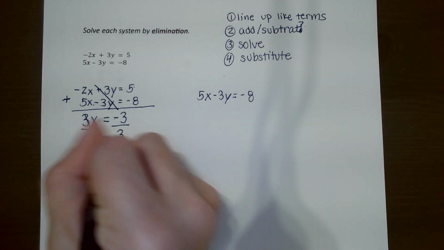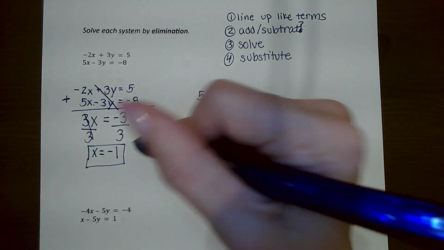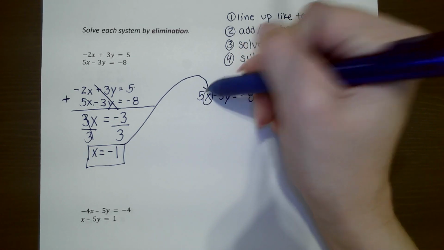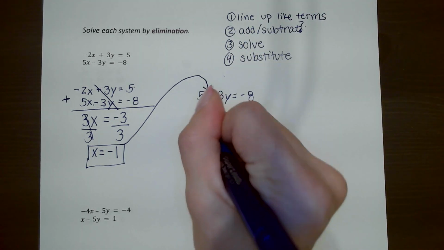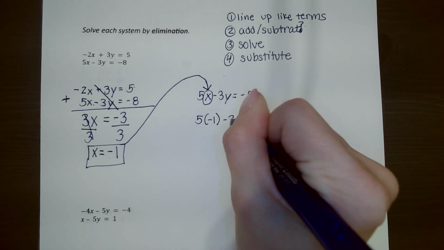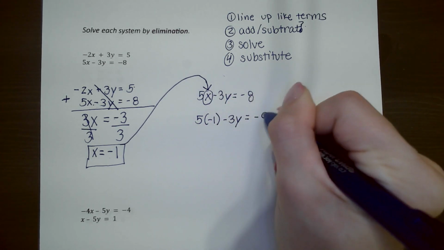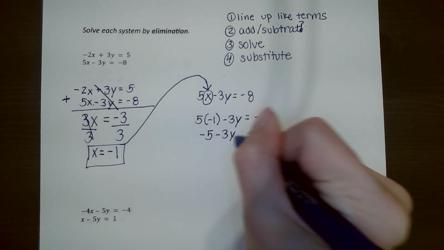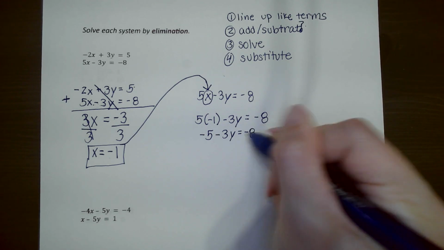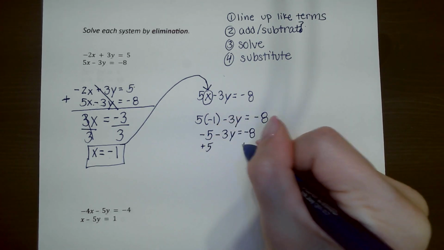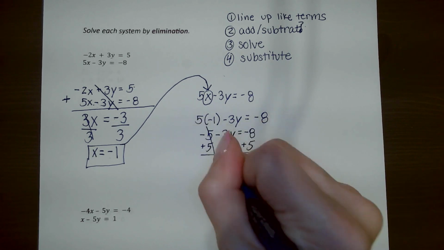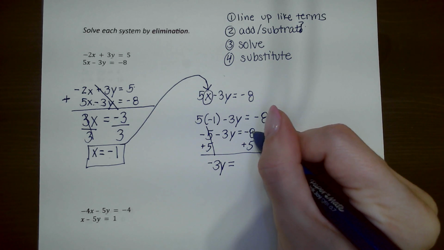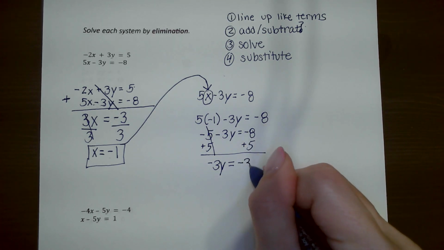So I'm going to take the answer I have, which is the value for x, and I'm going to plug it in to x. So 5 times negative 1 minus 3y equals negative 8. That becomes negative 5 minus 3y is negative 8. Then I'm going to add 5 to both sides. And we get negative 3y equals negative 8 plus 5, negative 3.